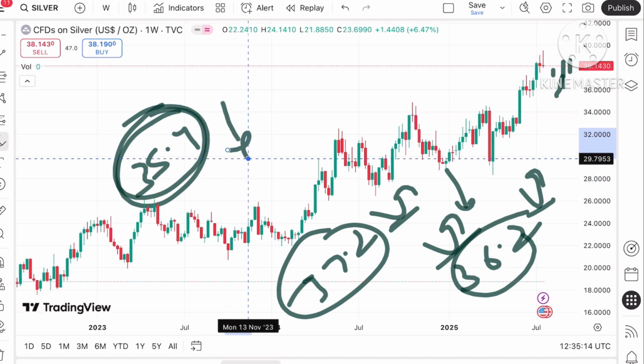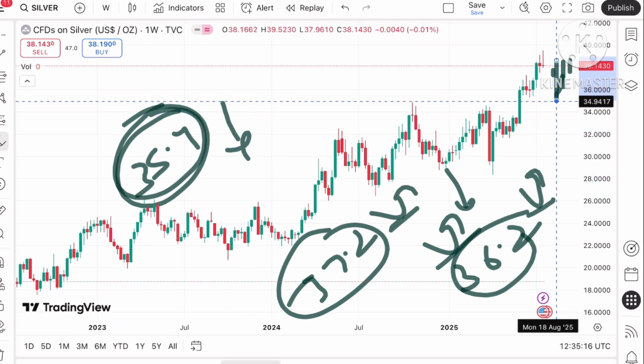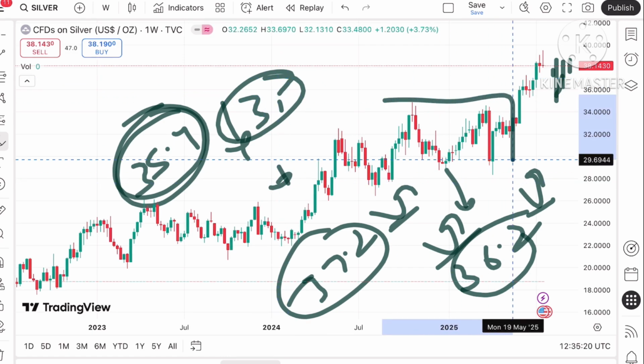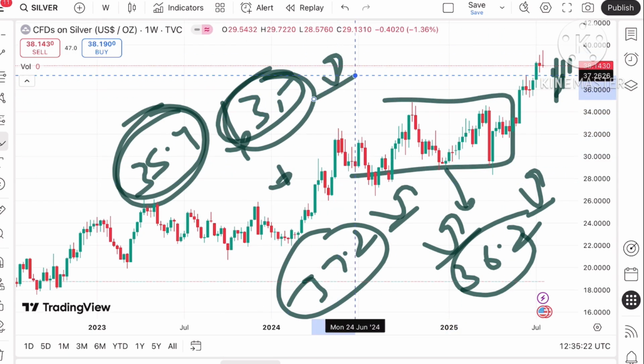and if the price moves below that level, a further downfall can be seen towards a level of 35, and then a further downfall, then it will move in this zone if the price doesn't bounce back from 35.